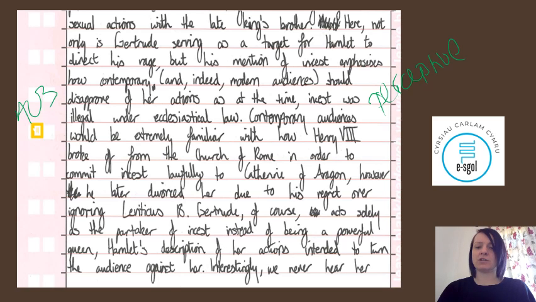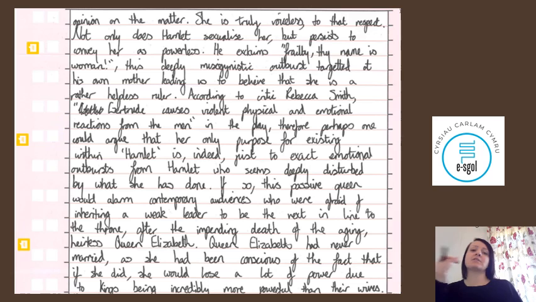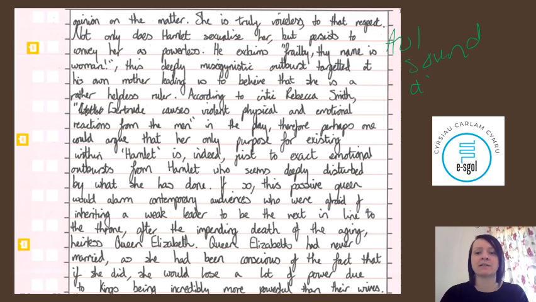Interestingly, we never hear her opinion on the matter. Okay, so the idea of her being silenced, she is truly voiceless in that respect. Not only does Hamlet sexualize her, but persists to convey her as powerless. Okay, so we're thinking of the AO1 there, really accurate reading. Okay, so a sound, quite accurate reading being presented there. He exclaims, "Frailty, thy name is woman." This deeply misogynistic outburst targeted at his own mother, leading us to believe that she is a rather helpless ruler. Okay, and then continues with quotations from critic Rebecca Smith here.